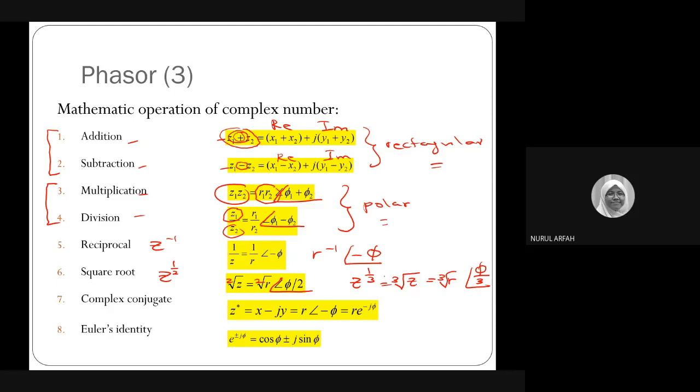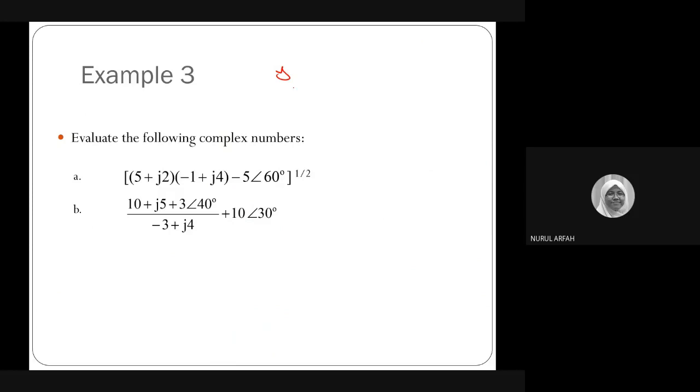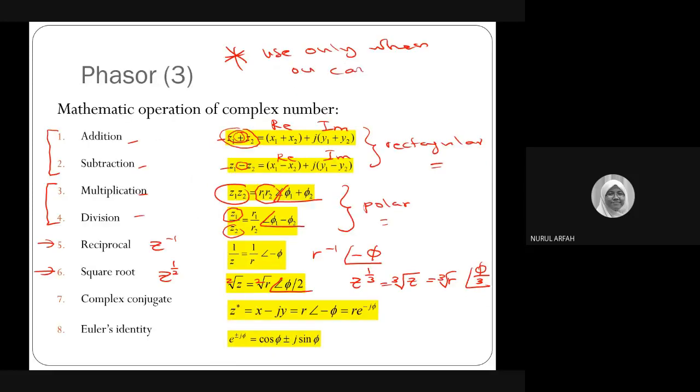This one, complex conjugate, is already clear. Euler's identity is also clear, right? I think the trickiest parts are number 5 and 6. But for all this, use only when you cannot use a calculator.